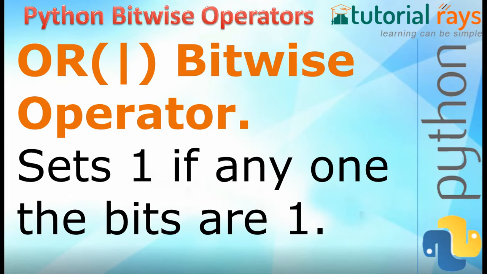Now the next one is the OR operator. This OR operator is normally the pipe sign. In this case, it sets 1 if any one of the bits is 1. As you know, in OR operators, if any one of the conditions is true, then it becomes true. So here also, if there is 0 and 1, then it returns 1. So let's see with an example.